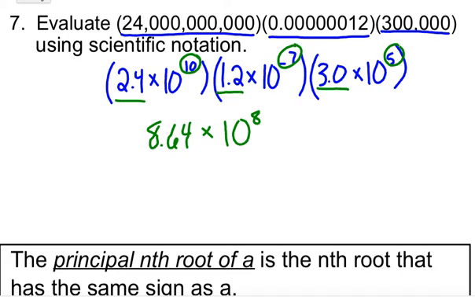So it's way easier than multiplying with those massive numbers. Scientific notation is very helpful. In the next video, we will talk about radicals.